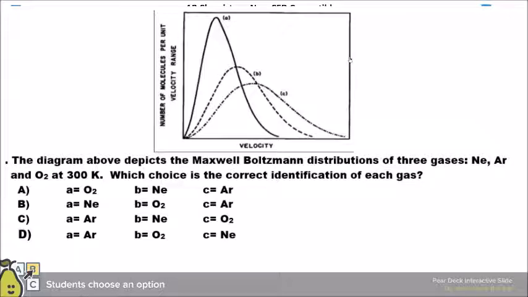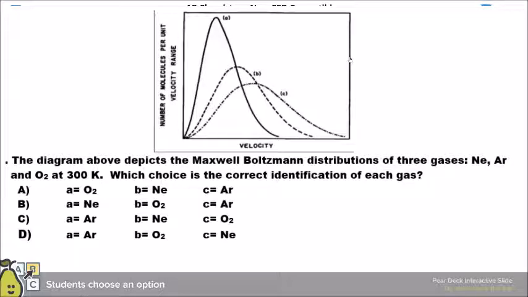So since they're all the same temperature, I'm not worried about temperature. So out of neon, argon, and oxygen, we need to know which one will be the fastest and which one will be the slowest. So if you look, graph A has got the tallest peak, and it's the farthest over to the left. And we say the average speed is right here in the middle. And if it's right here in the middle, then we know that it must be the slowest gas because it's got the lowest velocity. That means gas A must be the slowest gas.